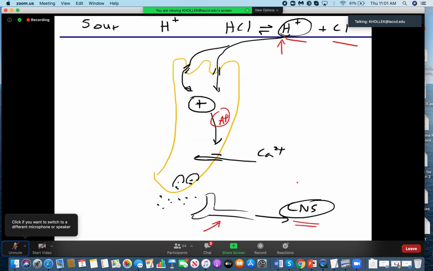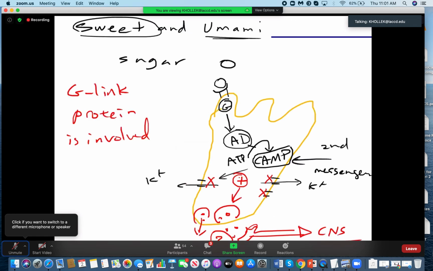So sweet and sour are really simple. They just have their ion channels that they could go right in, and as a result, depolarization can be achieved. What about the rest? The rest, whether it's bitter or umami or even other ones, now they're talking about other molecules and they are investigating it currently. They're all triggered by the G protein.